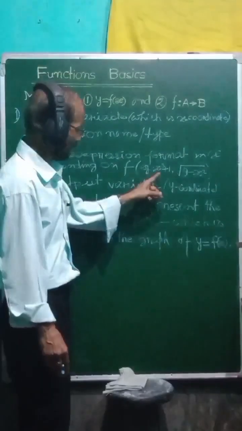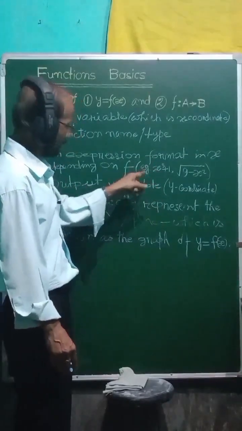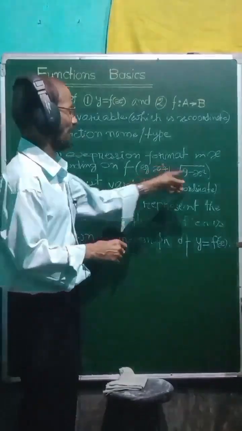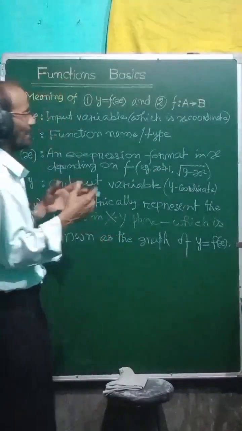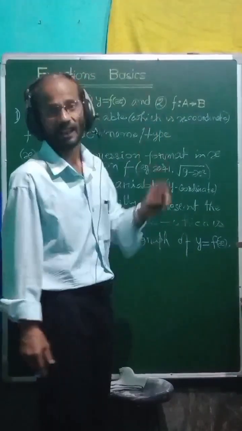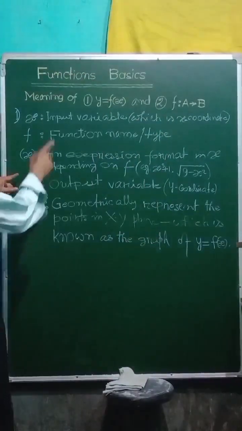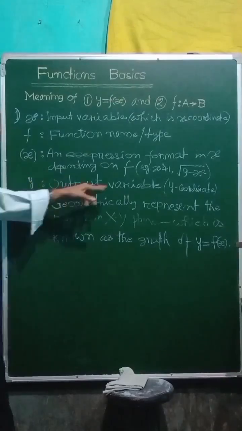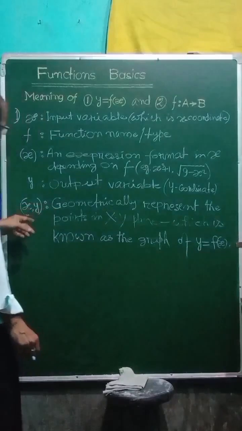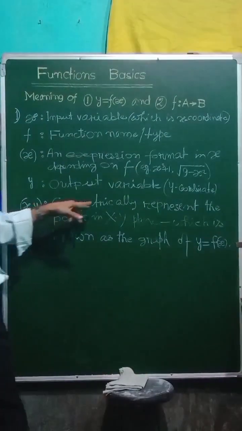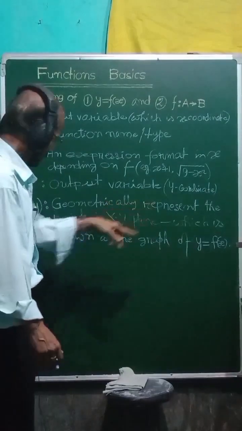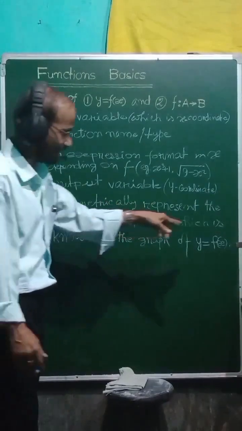If you call this f1 of x, then you may denote this as f2 of x. But in general, f1, f2, f3, etc. are taken as the variable f. And this y is obviously the output variable, which is actually the y coordinate. You have to remember that (x, y) geometrically represent the points in the xy plane, which is known as the graph of y = f(x).